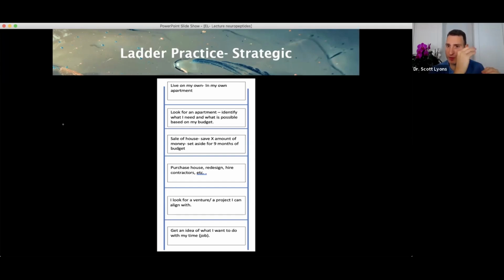Then we were looking at, okay, what are the next steps? I'm purchasing a house. I have to redesign it, and then I have to hire contractors. Then I sell the house and put X amount of money from that sale into a savings account, which is about 9 months of living on his own. I'm going a little bit quicker now. And then the next step would be to look for an apartment, identify what he needs and what's possible based on his budget, and then he moves into his own apartment.